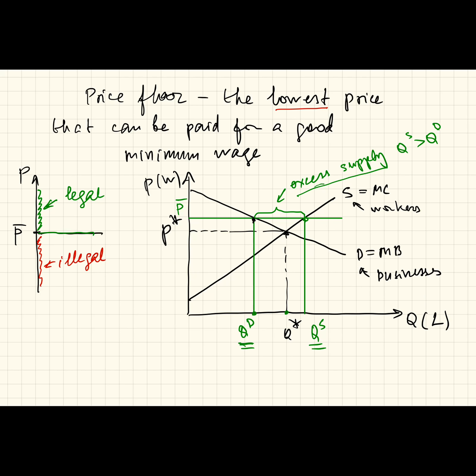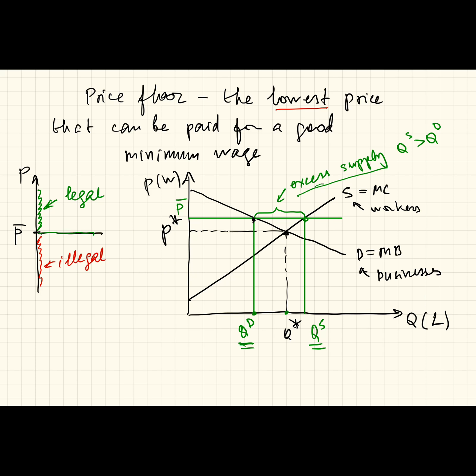Another way to look at it would be to say that we have a shortage of jobs. But let's stick to talking about excess supply of labor. So if we're focusing on labor, that's the way to look at it.